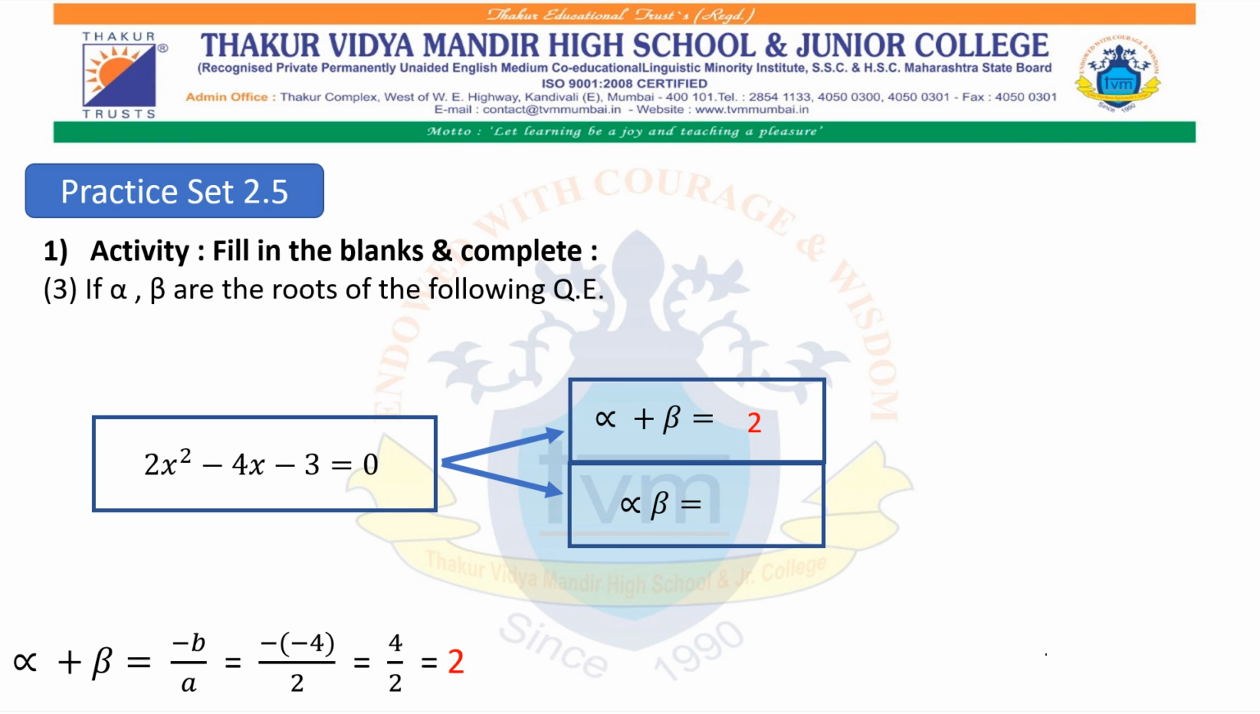Now let us find out the value of alpha into beta. Again the formula for alpha into beta is c upon a. The value of c here is minus 3. We will write minus 3 upon 2. Further it cannot be simplified. Therefore we will write the value of alpha into beta as minus 3 upon 2.